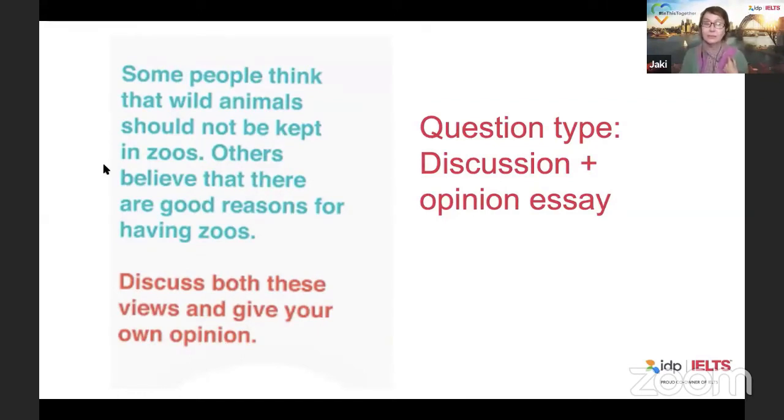So view 1 is always with some. Some people think that wild animals should not be in zoos. No zoos for wild animals. Then view 2 is always others. So others think that, you know, it can be good to have zoos. So that's view 2. Then our third job is, what do we think? What do I actually think? Maybe I think a bit of both, like a mixture. Or maybe I also really think that zoos are terrible. Yeah, something like that. Okay, so this is a very common type of essay for academic and for general.